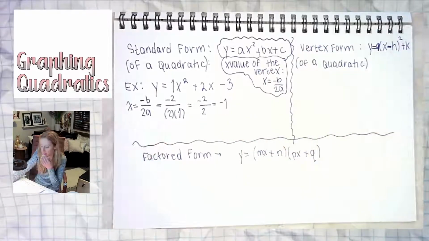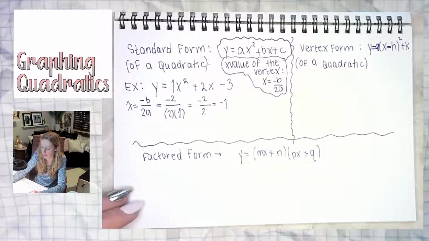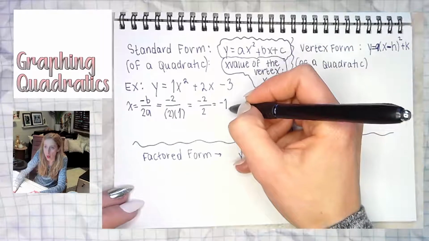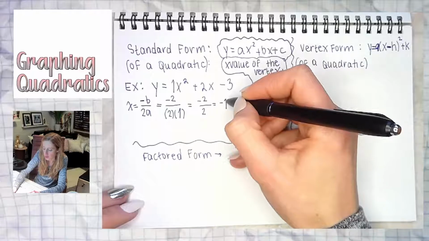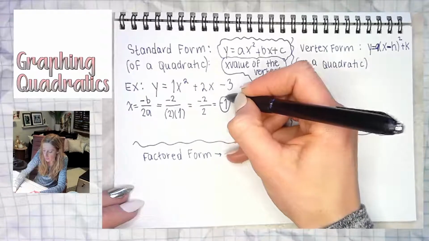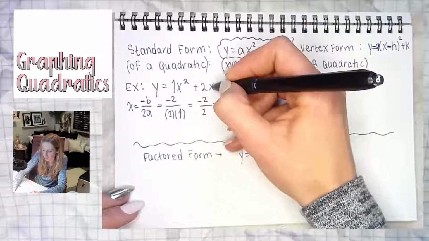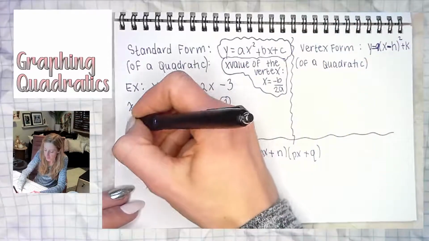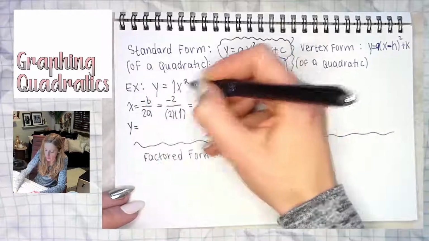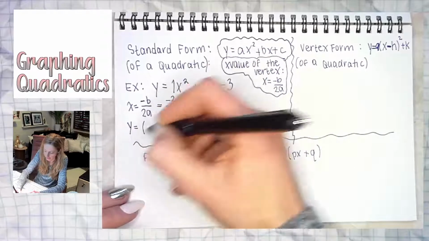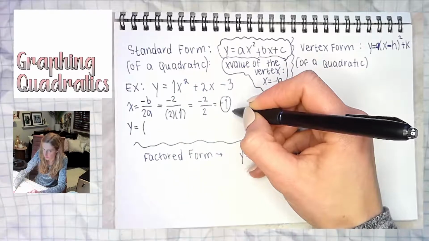So all of you who typed -1 as the X value of your vertex, you were right. Now, if we want to get the Y value of the vertex, we're going to take that X value and plug it in for X. So I'm going to plug it in right there and right there.